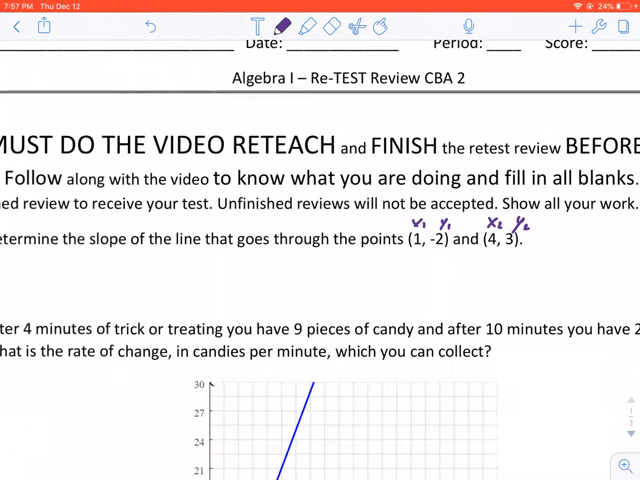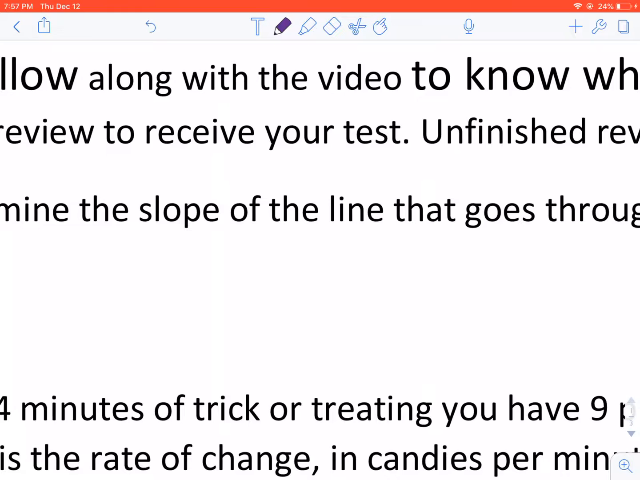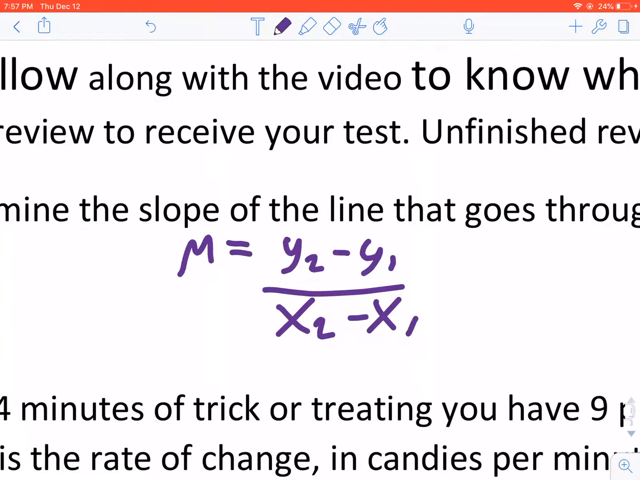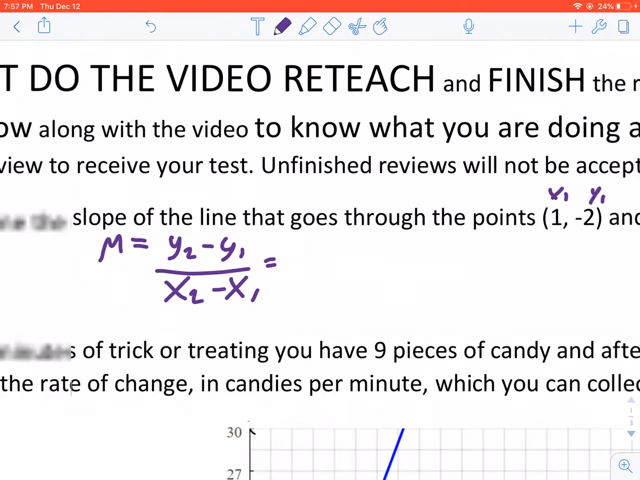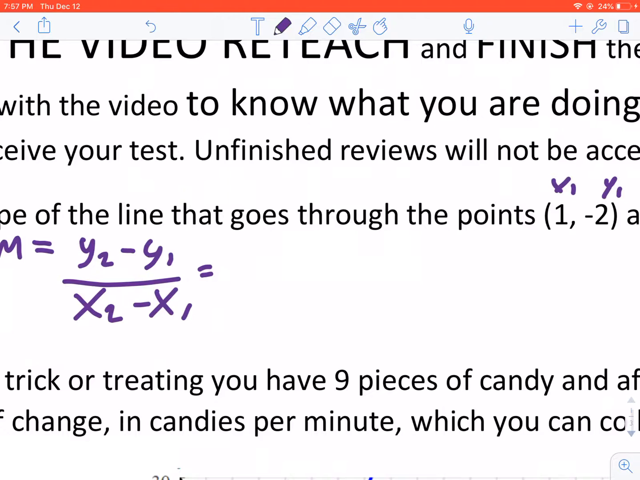Alrighty. Now, I would also remember that in front of you there's a formula chart that tells you what your formula for slope is, which is y2 minus y1 over x2 minus x1. That is the proper way of figuring out slope without Desmos. So I would begin by substituting in what I know.